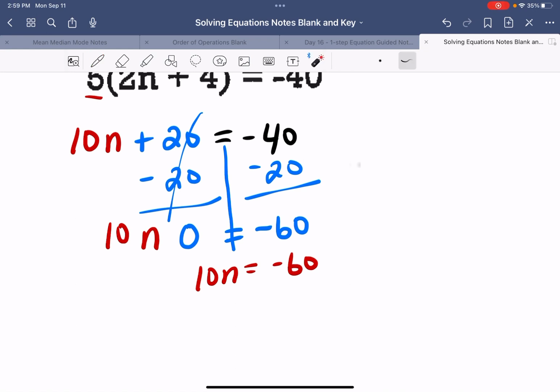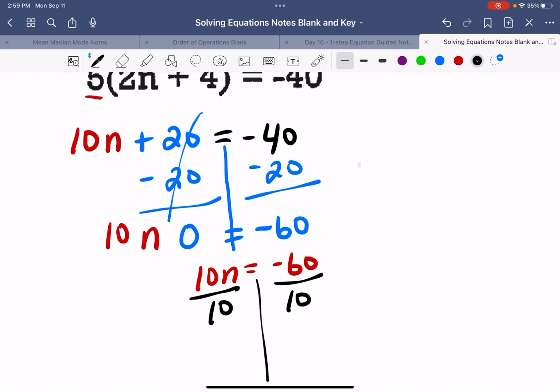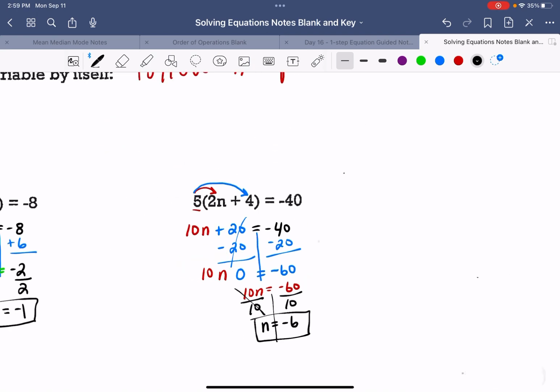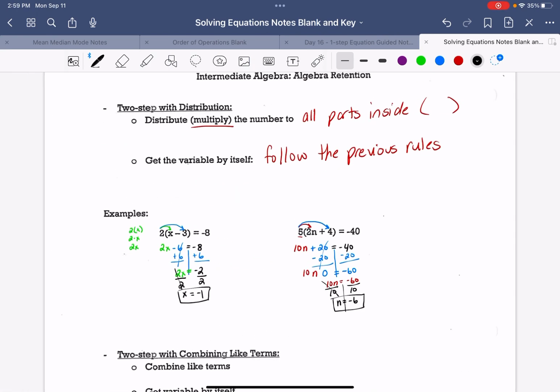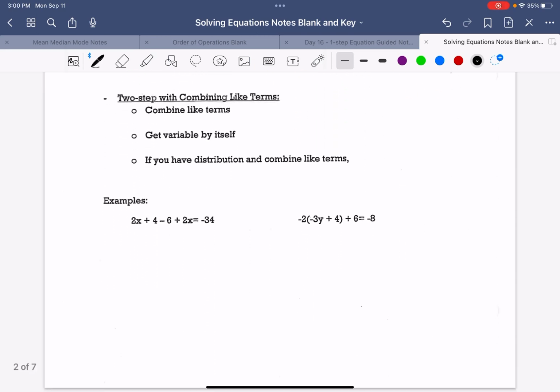Now I'm left with a multiplication problem. What do I do with that? Well, just divide by 10 on both sides, right? The 10s go away, and I'm left with n is equal to negative 6. Voila! We are all done with the example using the distributive property. So that's another example. Let's move on to a third example.